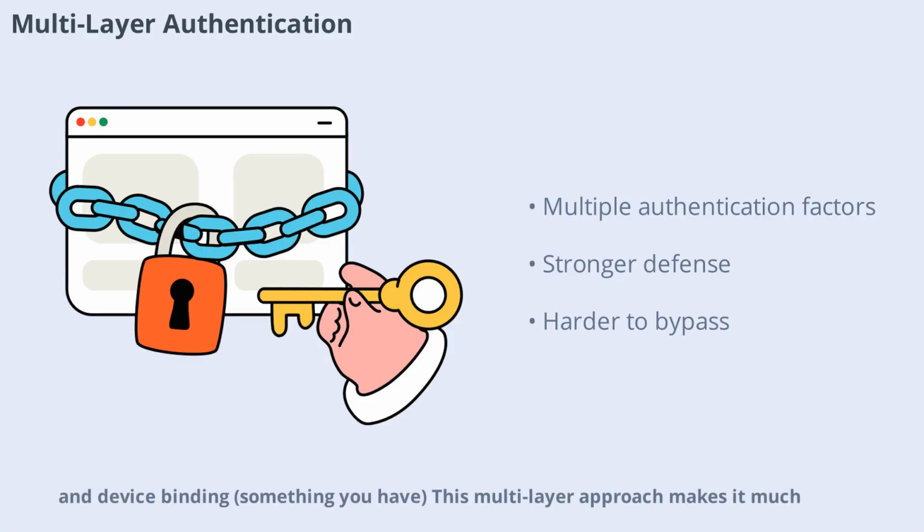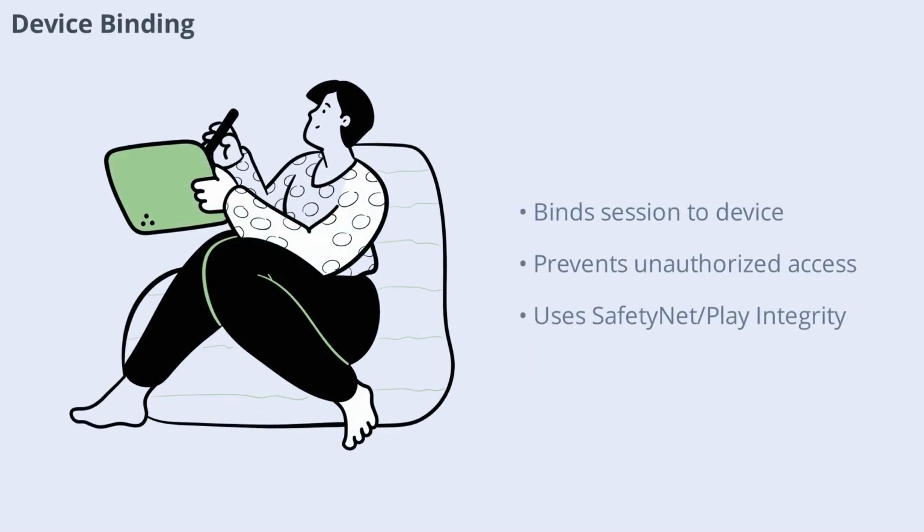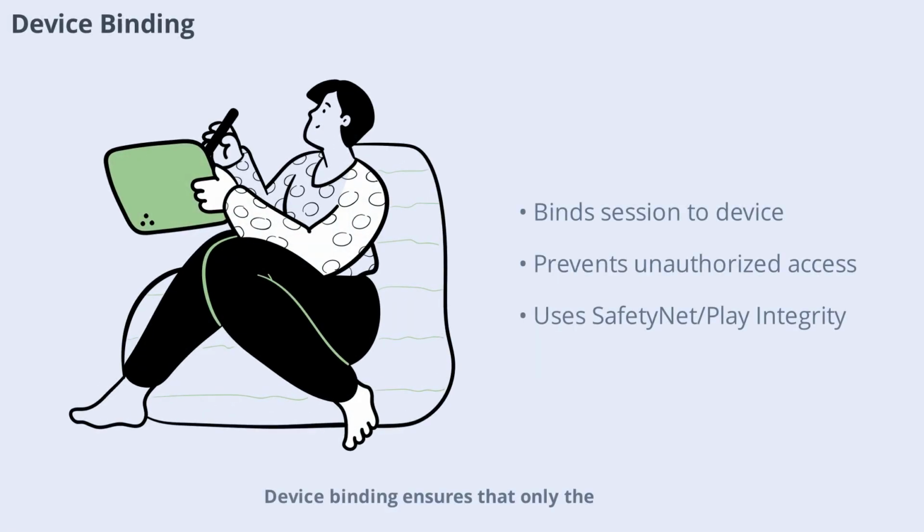This multi-layer approach makes it much harder for attackers to gain unauthorized access, even if one factor is compromised. Each layer adds depth to your app's defense strategy. Device binding ensures that only the registered device can access the user's session. Using SafetyNet Attestation or Play Integrity API, you can bind the session to the device, adding another layer of protection. This step is crucial for preventing unauthorized access from cloned or tampered devices.